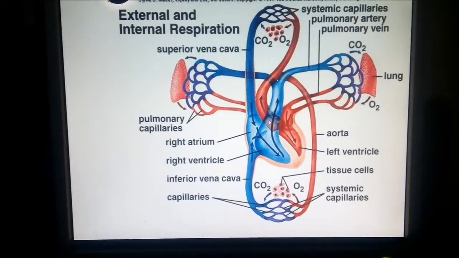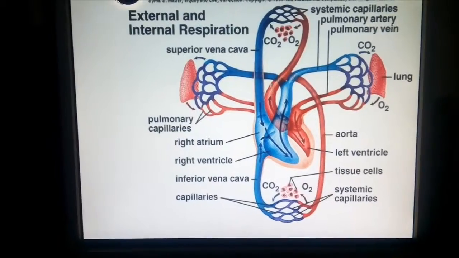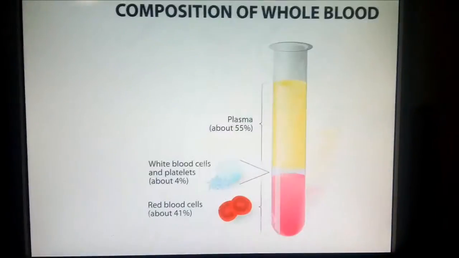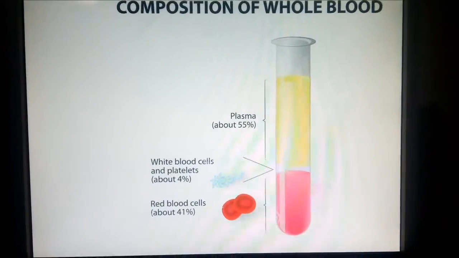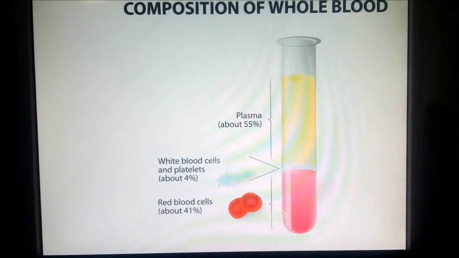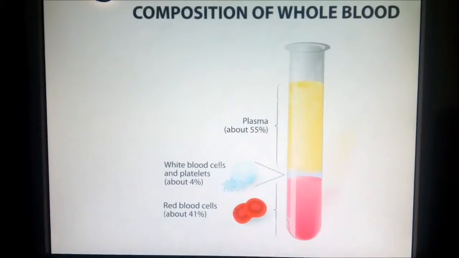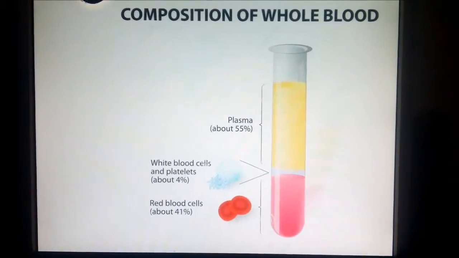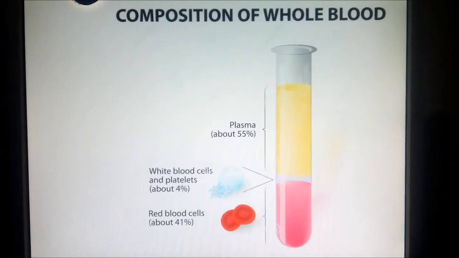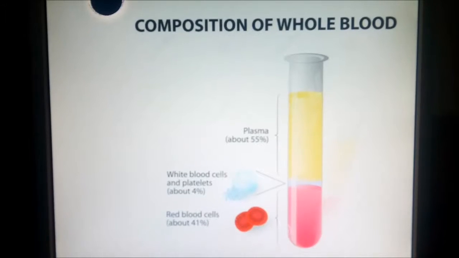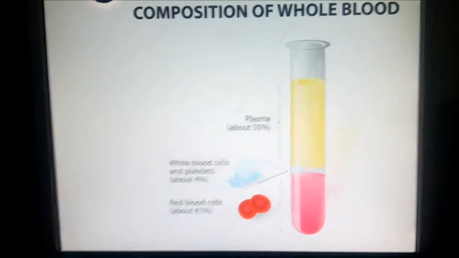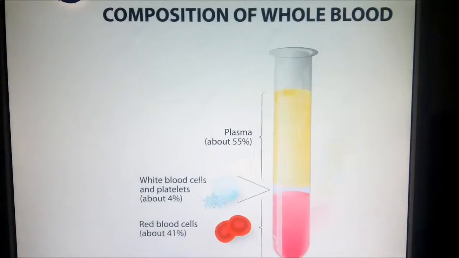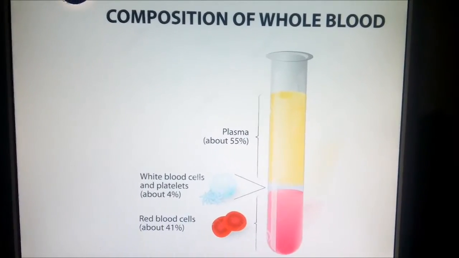We have to study the components of the blood in order to know how oxygen is transported. This is the composition of the blood. It's a water solution with wastes, nutrients, and carbon dioxide. White blood cells, or leukocytes, fight infections and aid in the development of immunity. Platelets, or thrombocytes, are involved in the process of blood coagulation. Red blood cells contain the pigment hemoglobin, which functions to transport oxygen.